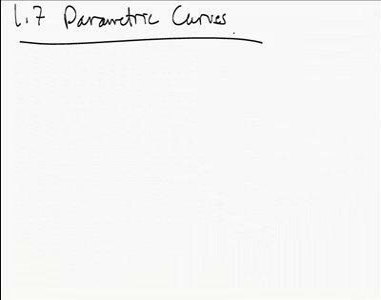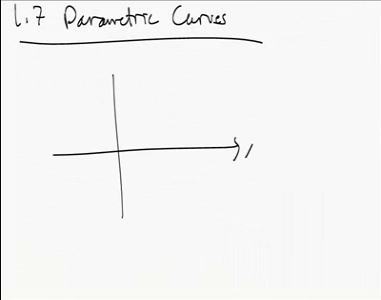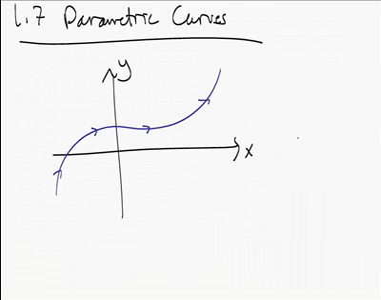In section 1.7, we're going to be talking about parametric curves. And the basic idea is going to be in two-dimensional space. Let's say you have x and y here, and let's say you have some curve that is going through space. And not only do you have some curve going through space, but there is a particular direction associated with this curve. So you can think about a particle moving along this curve and moving in a particular direction.